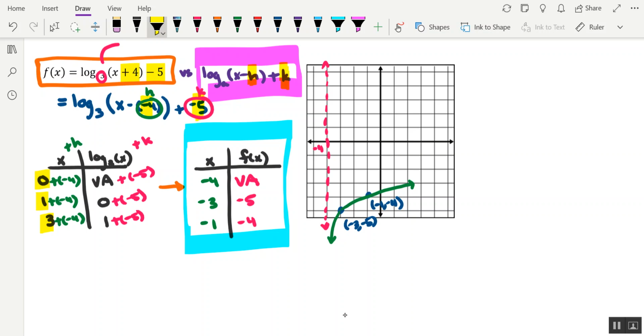And just keep in mind that your vertical asymptote plus any k value is just going to remain a vertical asymptote. Not to overload you with detail, but I do want to mention that -3, -5 is the new location of 1, 0. And then -1, -4 is the new location of 3, 1.